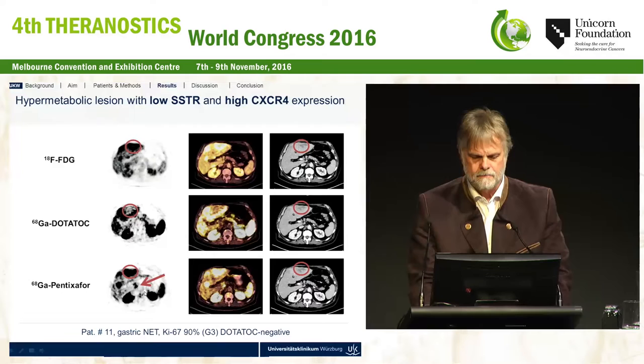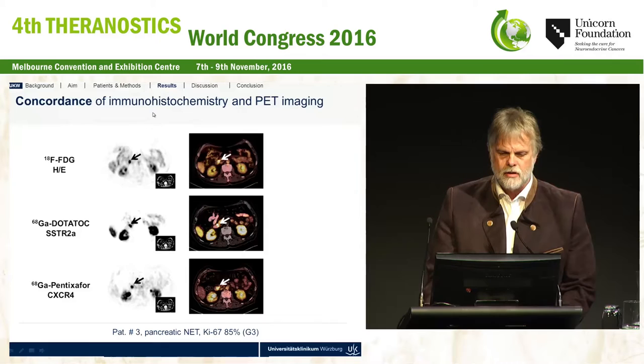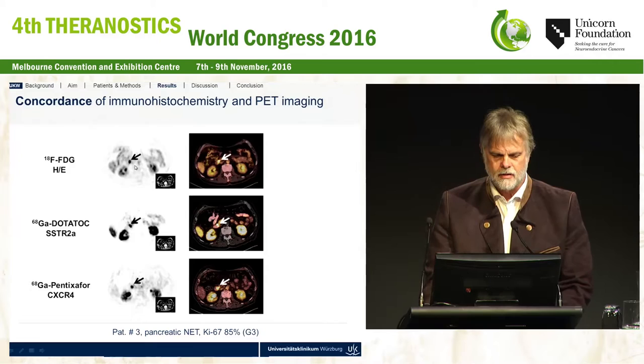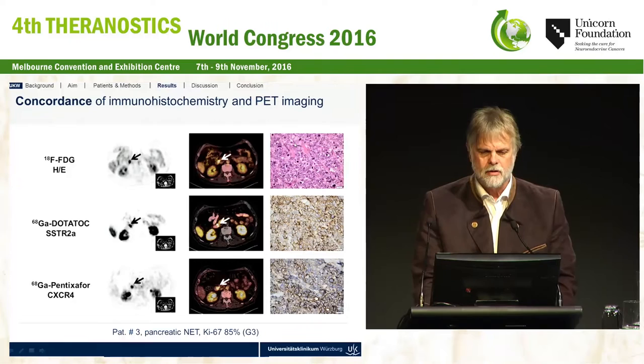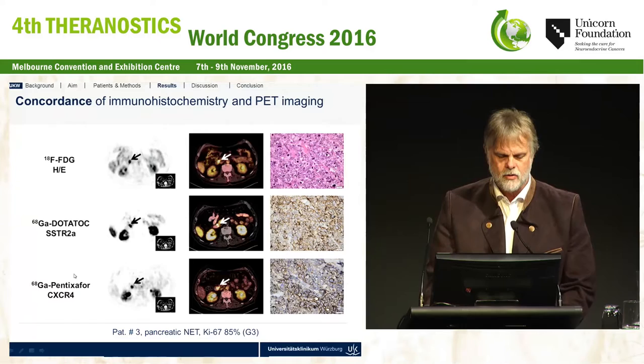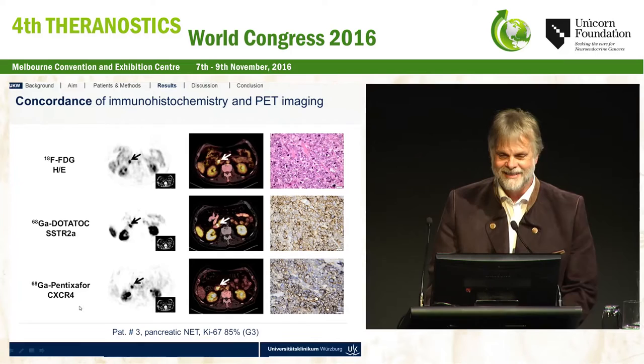Another example shows the concordance of immunohistochemistry and PET imaging. Again, we have a patient here with the 3 arrows, you can see here the lesion. You see it on the PET-CT also. That's patient number 3, also a grade 3 patient. On the right-hand side, you see the corresponding immunohistochemistry for the 3 different tracers: FDG, DOTATOC, and Pentixafor.